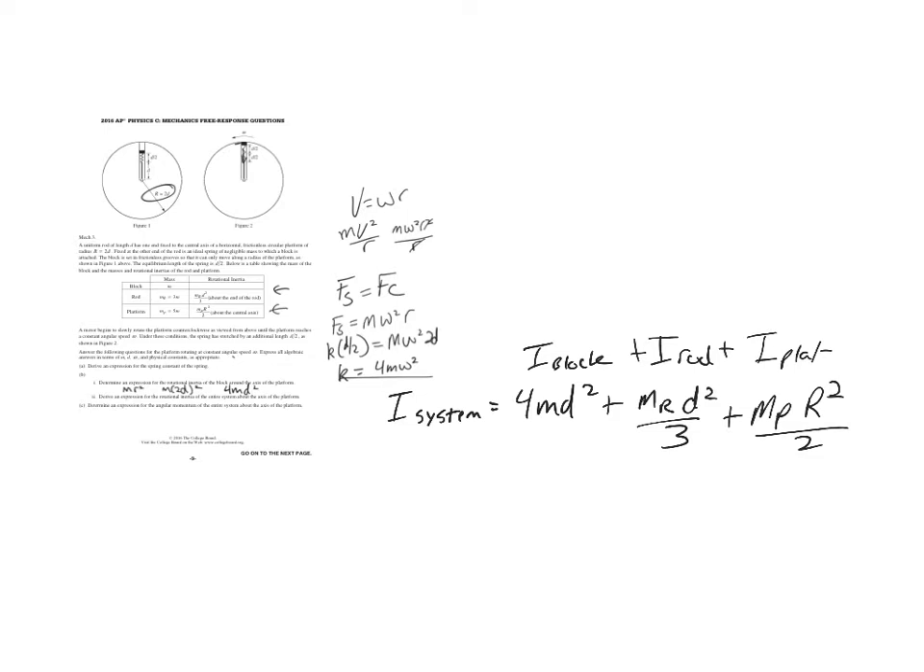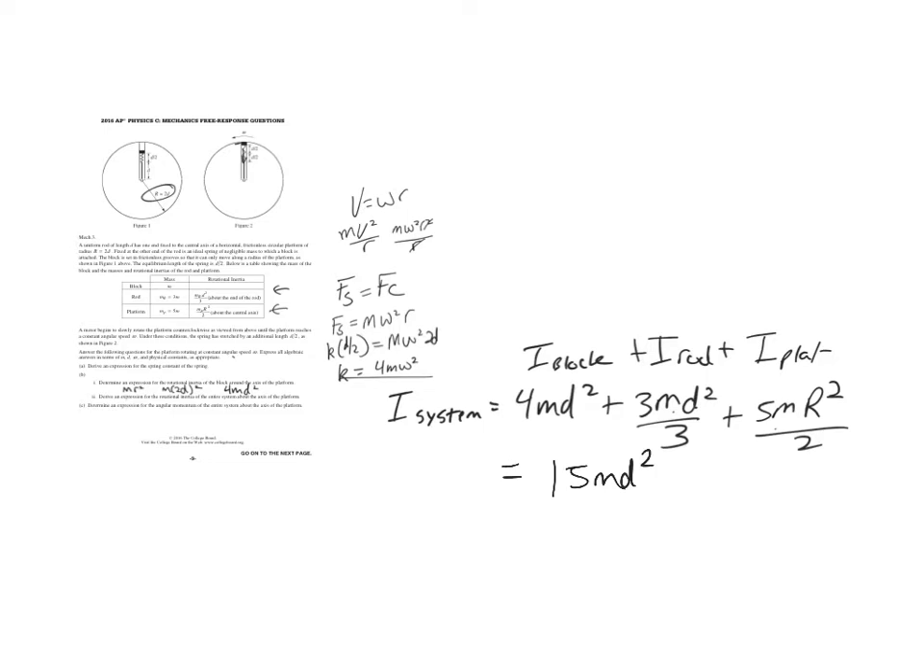Let's see. It does give us the values for the mass of the rod and the mass of the platform. It's 3m and 5m, so we're going to put 3m in here for this, and 5m in here for this. And then when you add them all up, just using algebra, you end up getting it's equal to 15md squared. Okay?